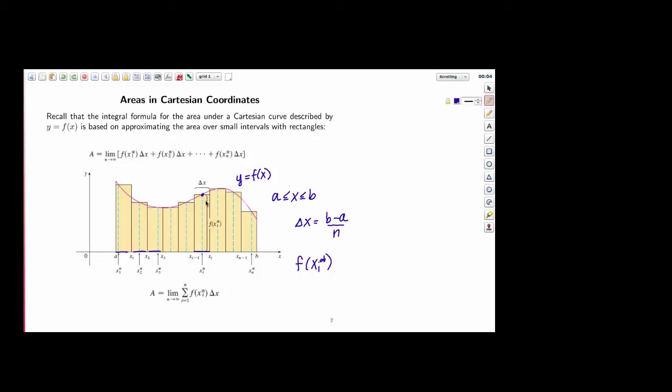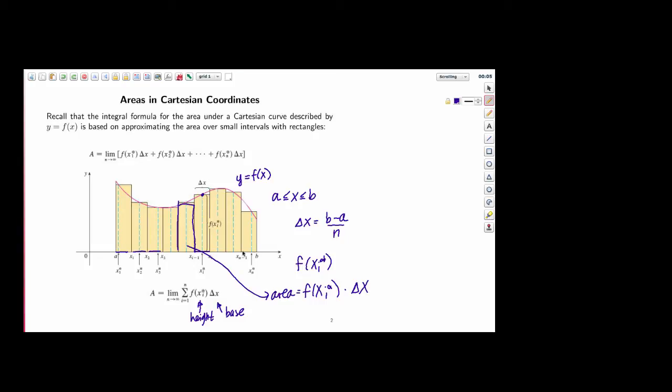So f of x is the height of your function. x sub i star might be the midpoint, the left endpoint, or the right endpoint. So f of x sub i star is the height of the function at some point in the ith rectangle. And so we ask, what's the area of a rectangle? Well, the area of a rectangle is the height times the base. So the area of each one of these small rectangles is just the height, f of x sub i star, times the base, or the width, which is delta x.